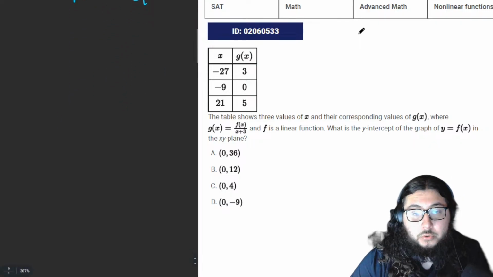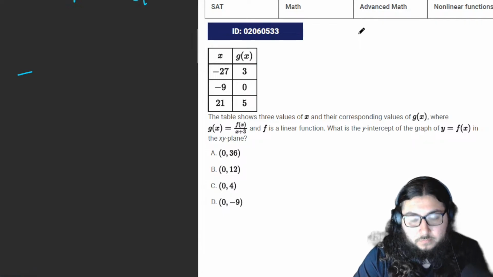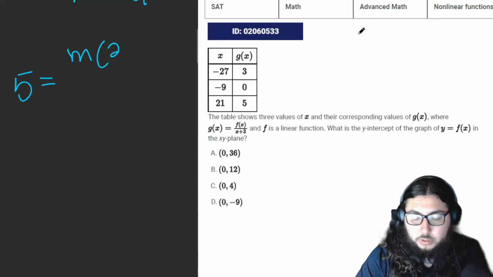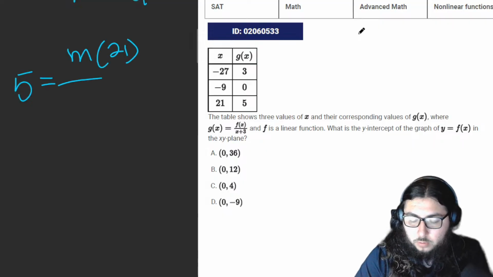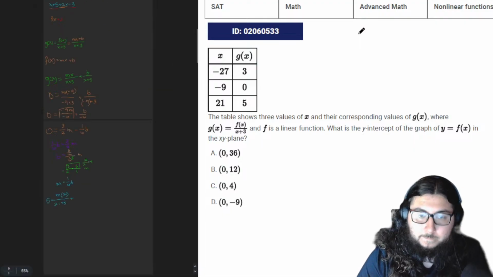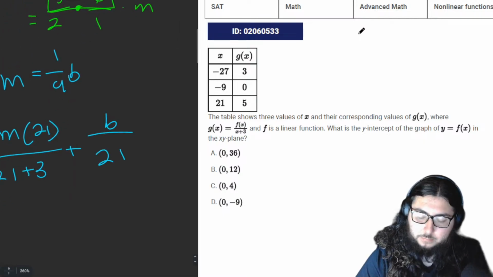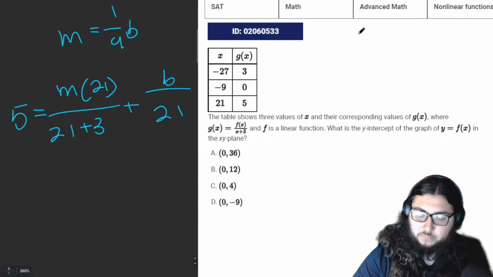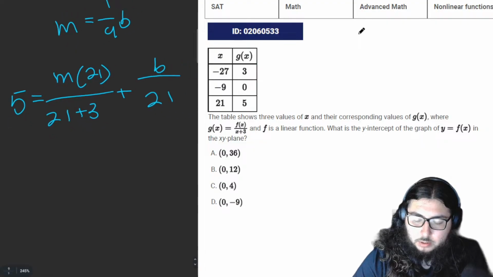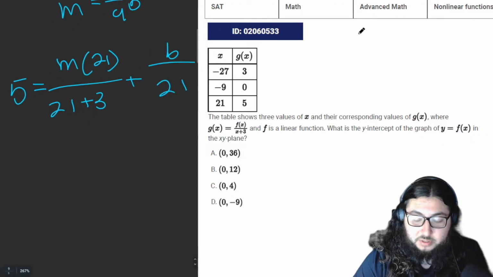Now, we can do another ordered pair like 5 and 21. So 5 is equal to m times 21 over 21 plus 3 plus b over 21. And then we can solve this for m, or substitute this actually 1 over 9 for b. Sorry, we can substitute 1 over 9b for m. That's what we're going to do.